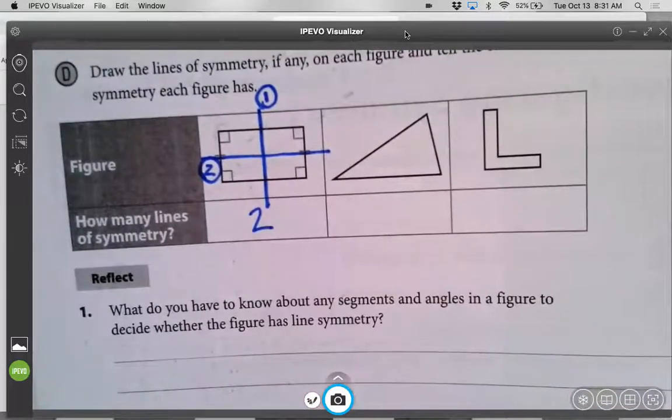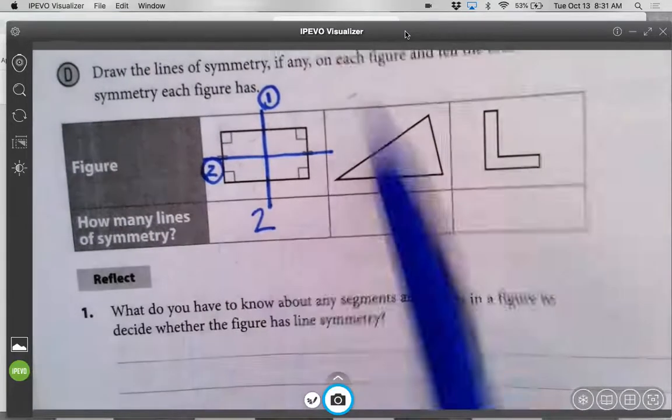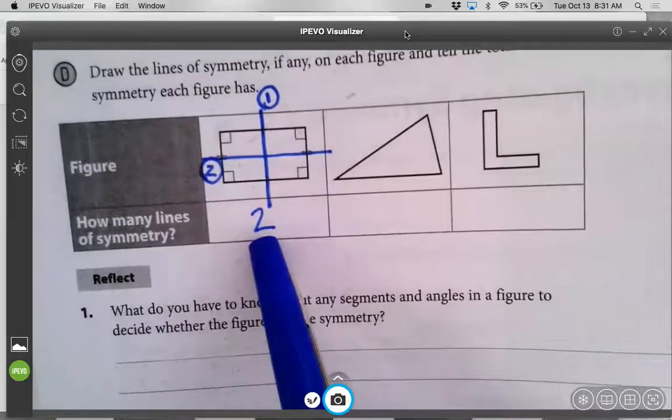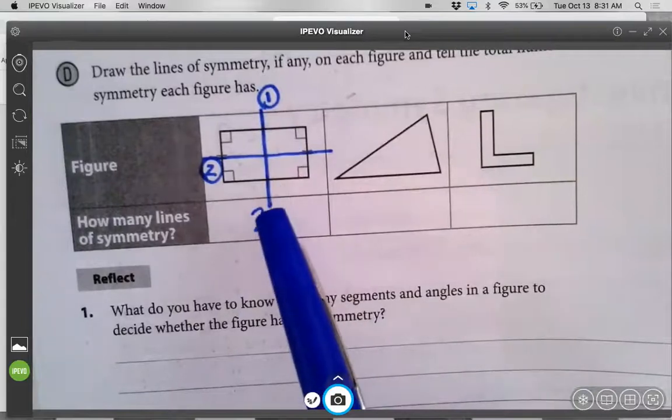The reason I go ahead and number them, it's a little more obvious when you have more lines of symmetry, but let's say you're doing a quiz or a test, and you're in a hurry, and you draw all the lines, and then you're counting them, and you're like, 1, 2, 3, 4, because you see 4 little ends sticking out there, but there's really not 4 different lines. There's only 2 of them. You don't want to double count.